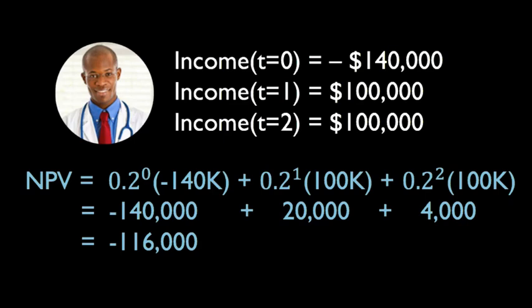Again, for the visualization, this means that when the guy looks down the path of his life and he sees, day number 1, I lose $140,000, I get $100,000 the next period, I get $100,000 the period after that. In total, he kind of values that whole stream of income across his life at what is equivalent to negative $116,000.